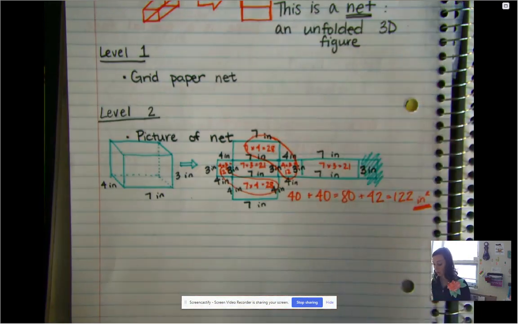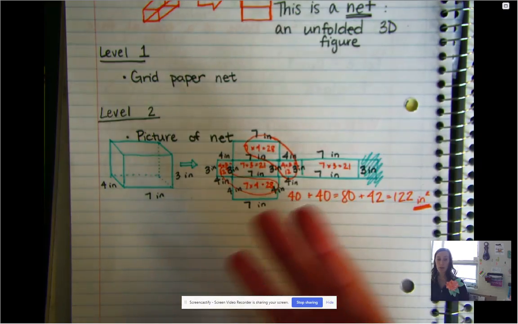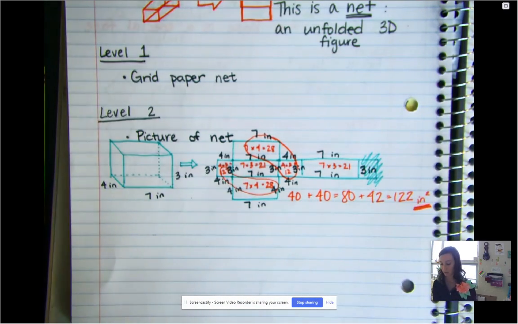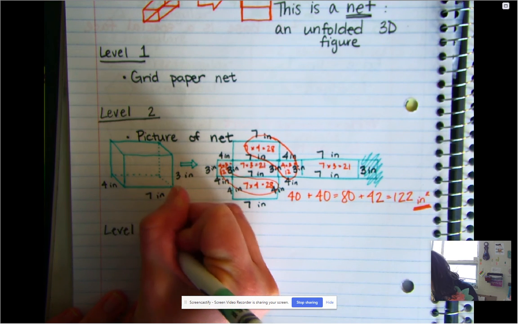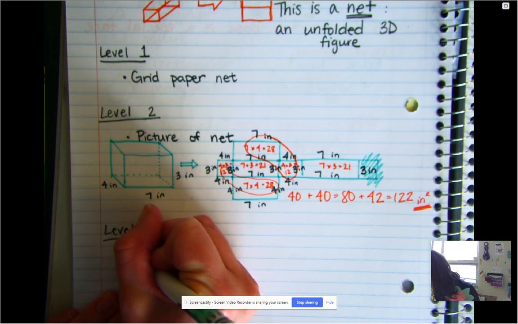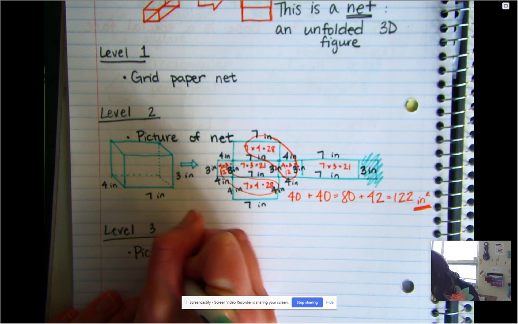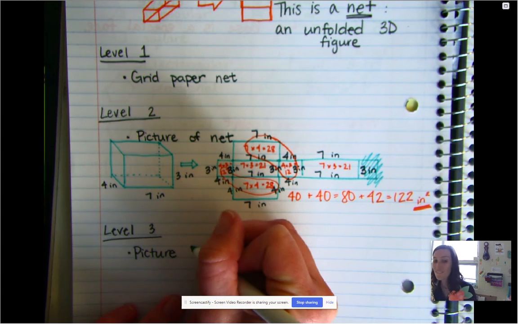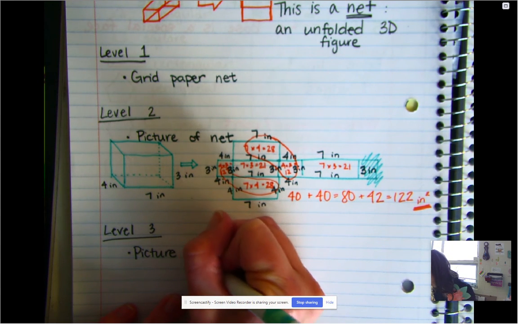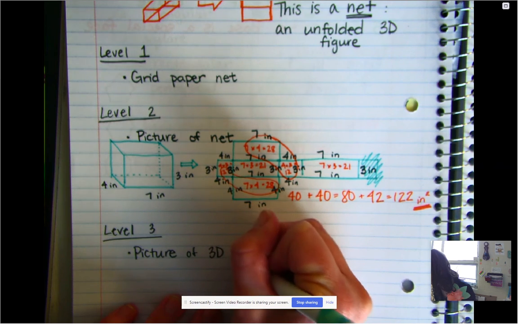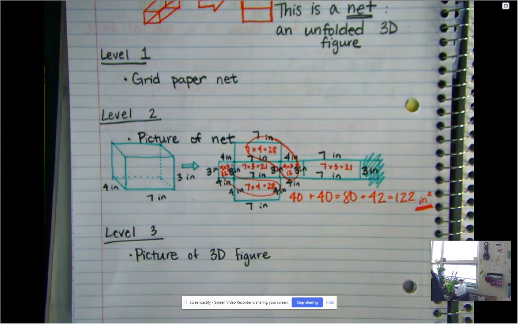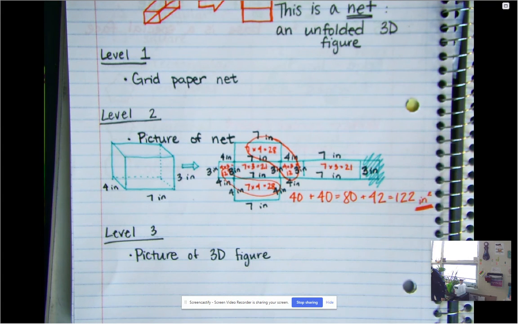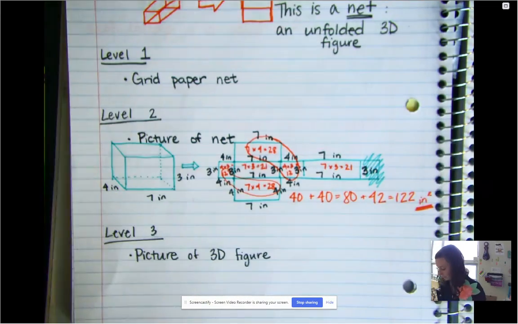They make the net for me and they put in all the numbers. Can I use that to figure out the surface area? Level 3 then is you just get a picture of the 3D figure. So another example would be 5 by 5 by 6.5.